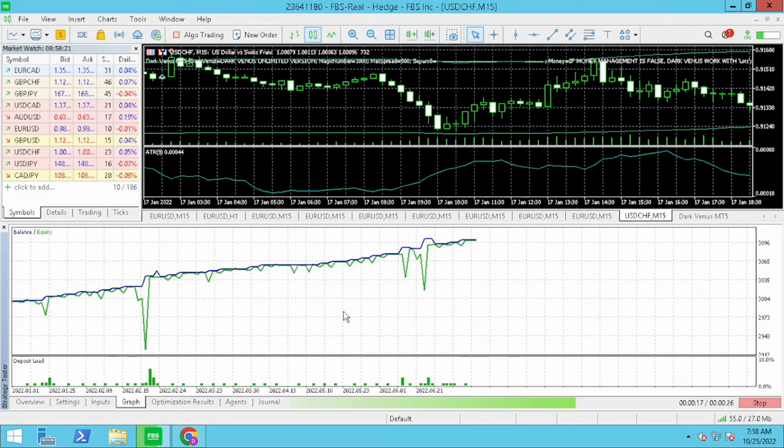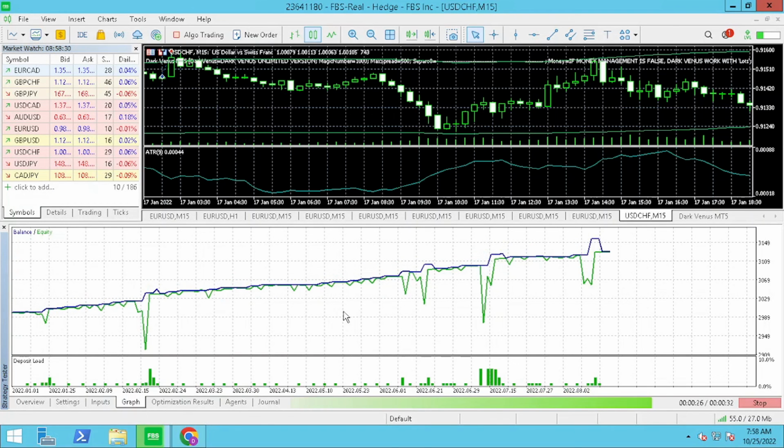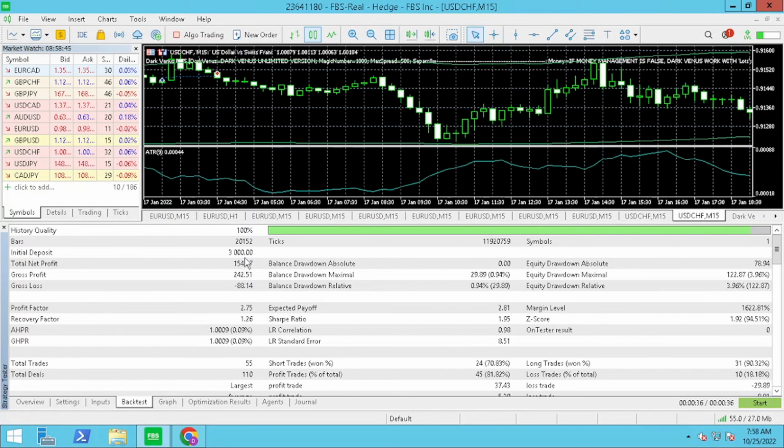So here we have a beautiful return curve again, showing periods of drawdown where the expert advisor closed positions in the same direction when the trend was going against it. However, trading specific hours when there are no news releases, you see that the expert advisor is able to give a very healthy return curve. So let's take a look at the results.